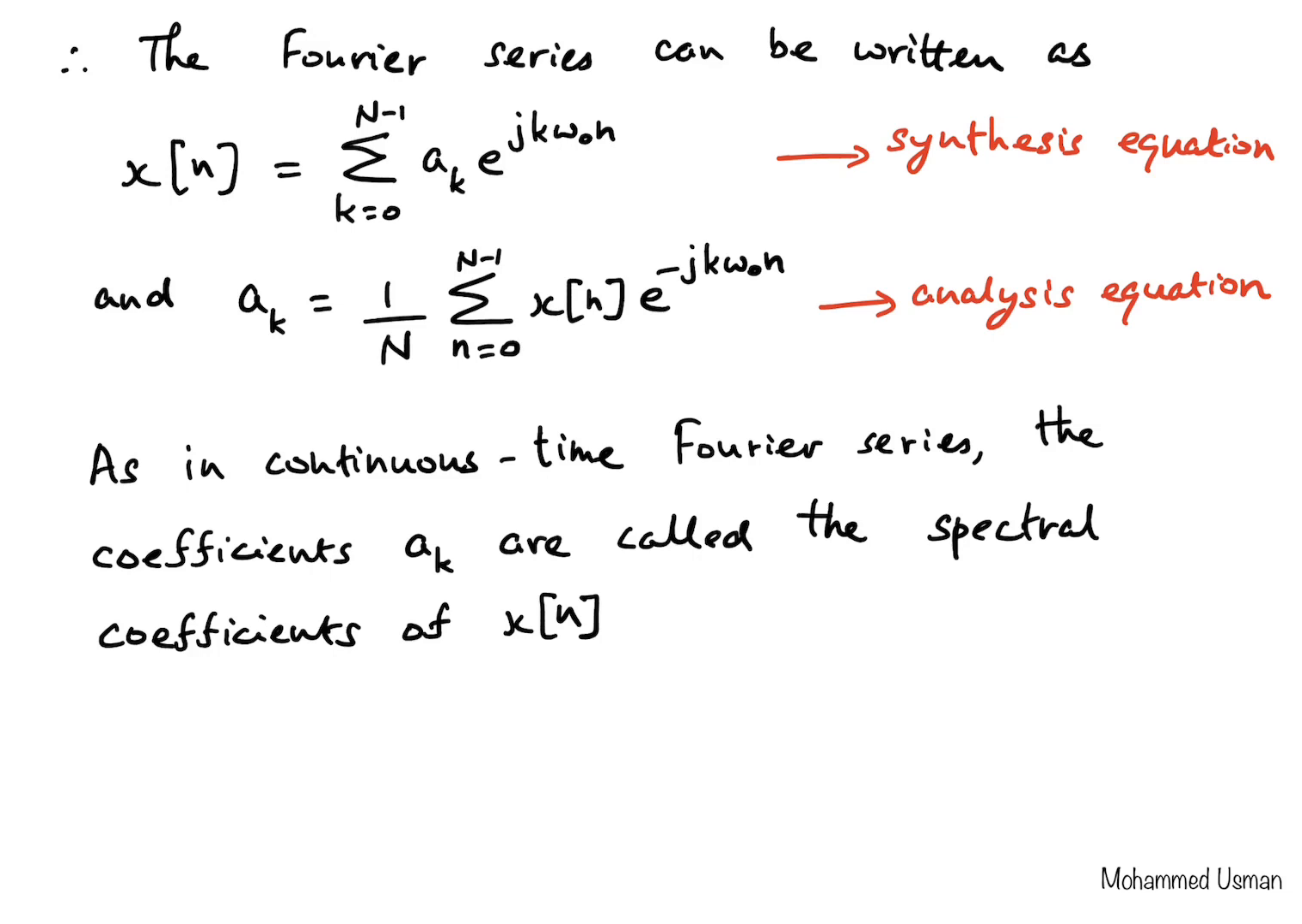So these parameters ak, the Fourier coefficients, are actually called the spectral coefficients of the periodic sequence x of n.